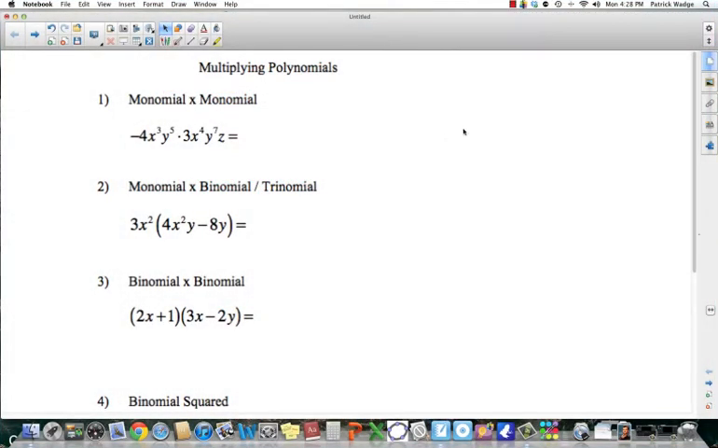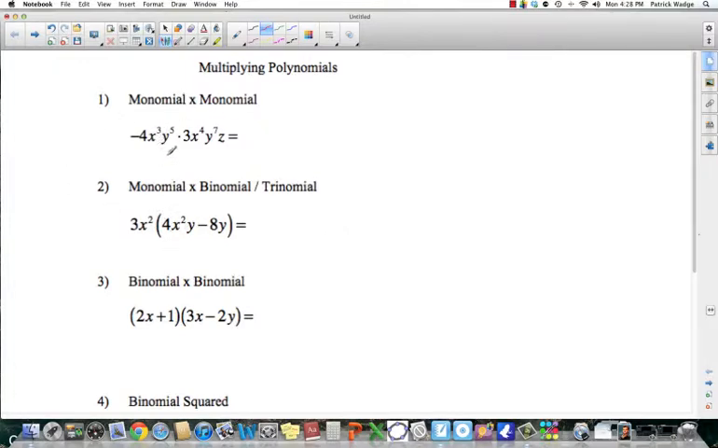We're going to review multiplying polynomials, and we did this a little bit in grade 9, mostly in grade 10, I guess. So let's see. There's a few different types that we'll be looking at. The first type is a monomial times a monomial.